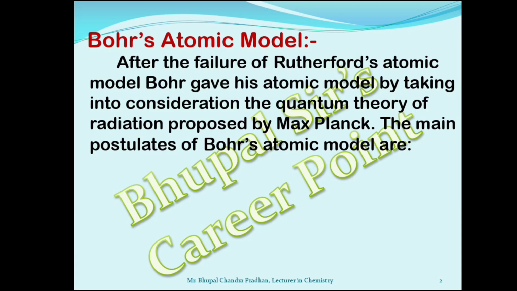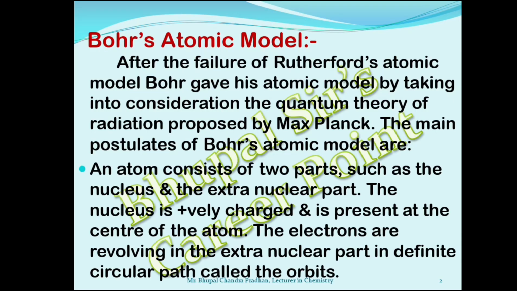The main postulates of Bohr's atomic theory are: an atom consists of two parts, the nucleus and the extranuclear part. The nucleus is positively charged and is present at the center of the atom. The electrons are revolving in the extranuclear part in definite circular paths known as shells or orbits.